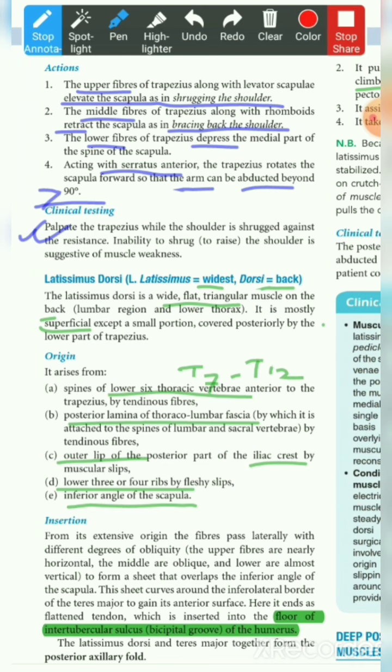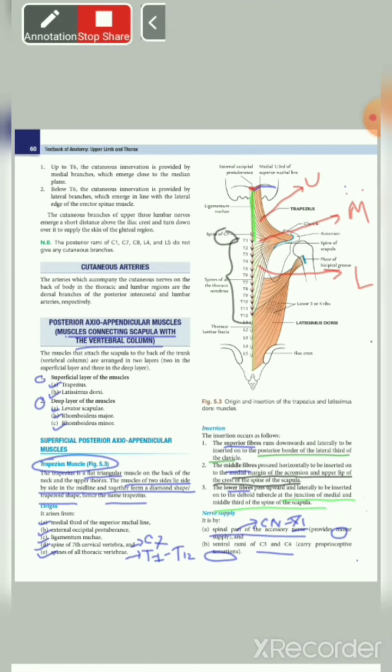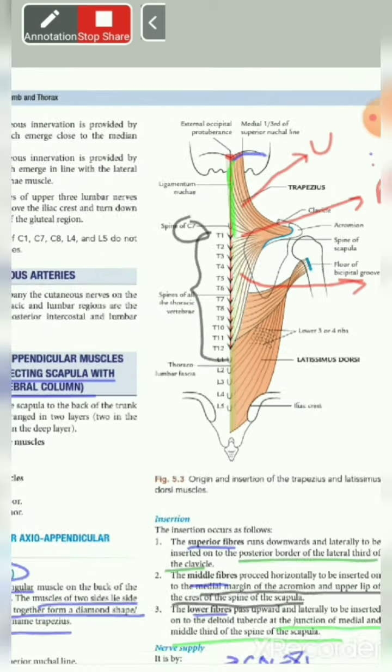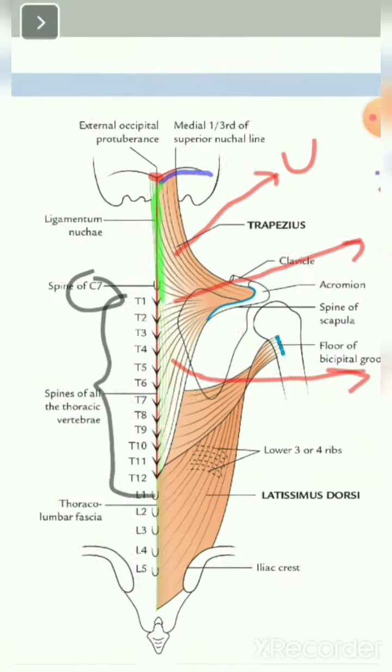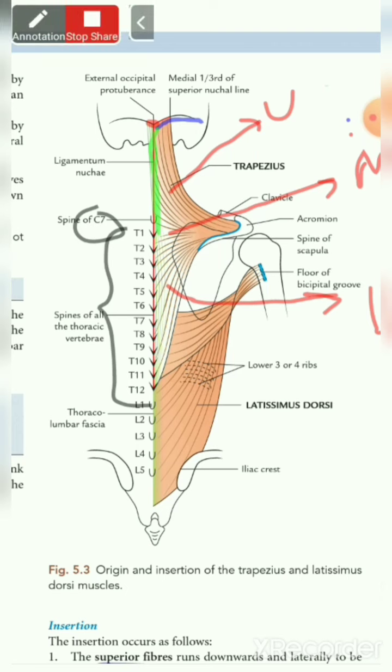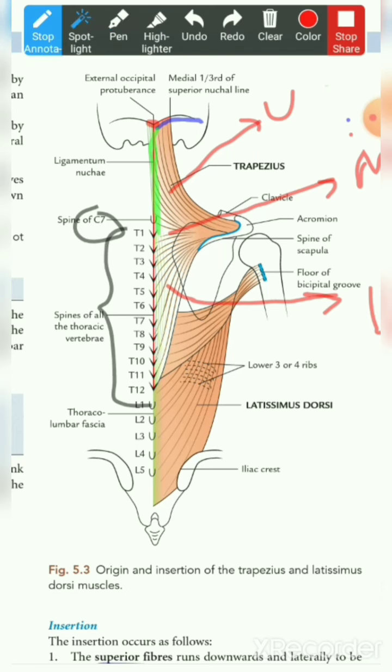So let's see how the trapezius looks. Look, this is the trapezius muscle. This is the outline of the trapezius muscle. It originates from the external occipital protuberance, the middle one third of the superior nuchal line, and the ligamentum nuchae, a ligament connecting the skull with the vertebra, and the spine of the cervical 7 vertebra, as well as the spines of all the thoracic vertebrae. That means from thoracic 1 to thoracic 12.